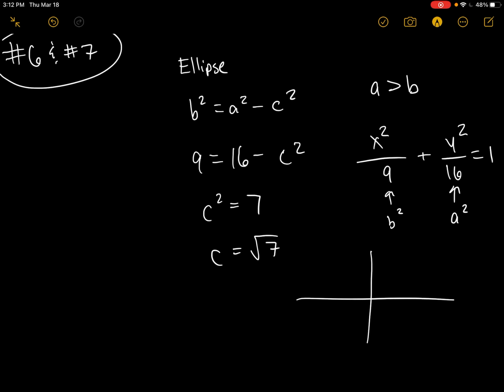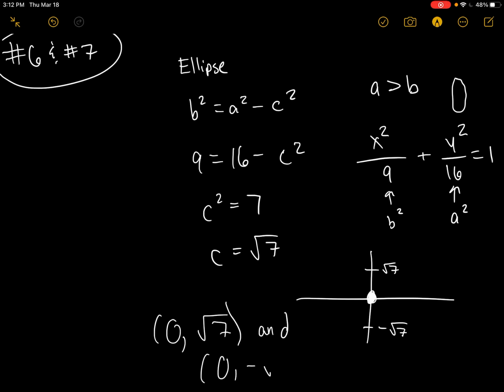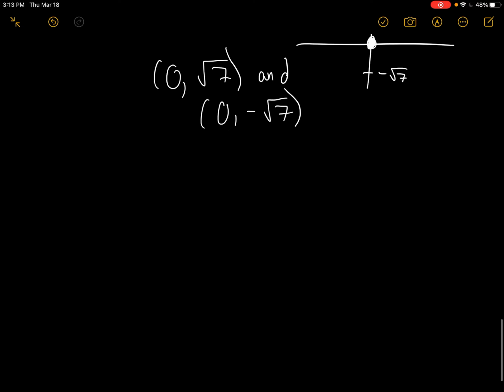Now it's asking us for our foci, so the coordinates of the foci. So first things first, the center of this is at 0, 0. And for this, because our a is under y, that means that we're going to have an ellipse that looks like this. It's straight up and straight down. So we have to go up root 7 and down to negative root 7 for the foci. So those ordered pairs are 0, positive root 7, and 0, negative root 7.